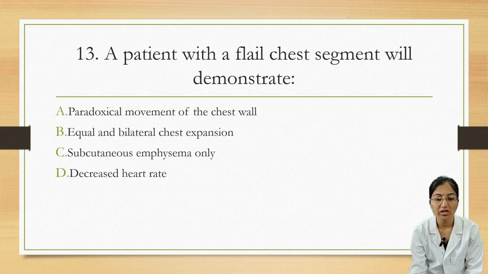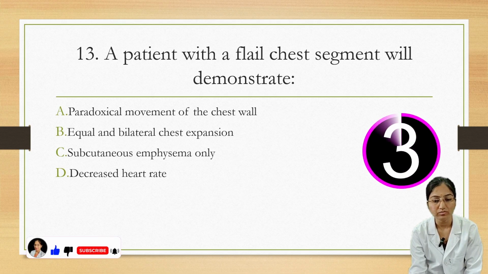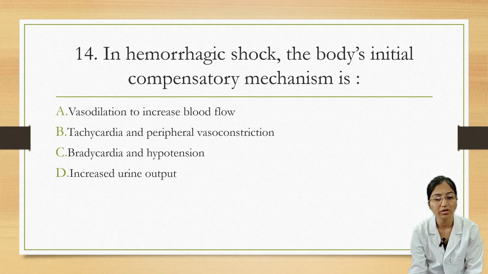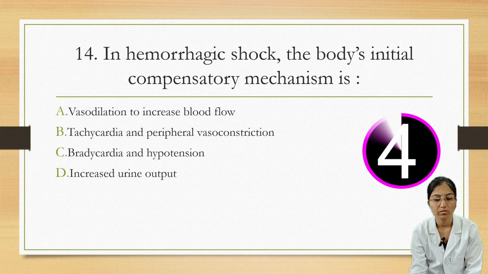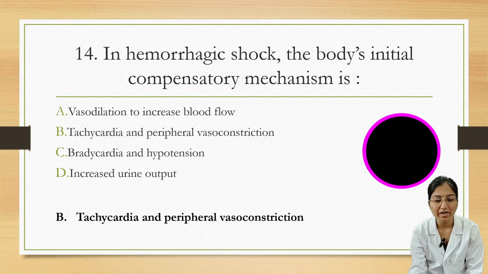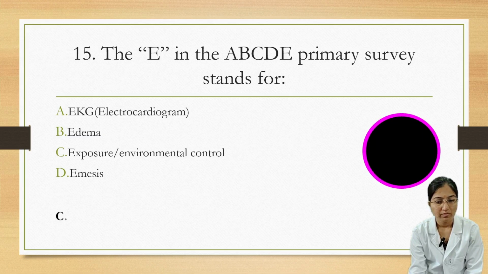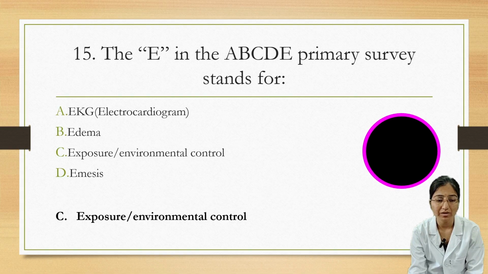Next question. A patient with a flail chest segment will demonstrate paradoxical movement of the chest wall. Next question. In hemorrhagic shock, the body's initial compensatory mechanism is that is tachycardia and peripheral vasoconstriction. Next question. The E in the ABCDE primary survey stands for exposure, environmental control.